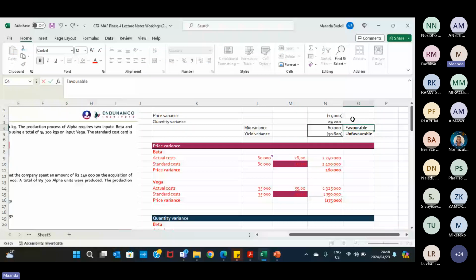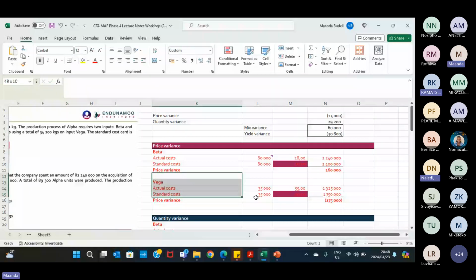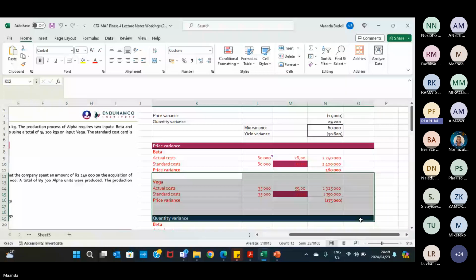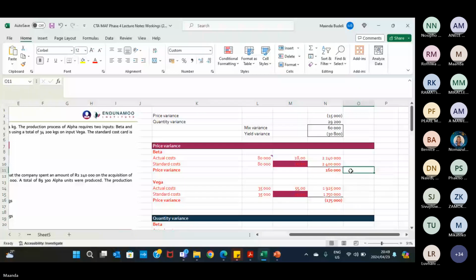It's favorable because we spend less. Favorable. Why? I want the why part. We spend less than what we budgeted, the standard cost. Okay. Yes. So it is because the standard cost and then this is the same.